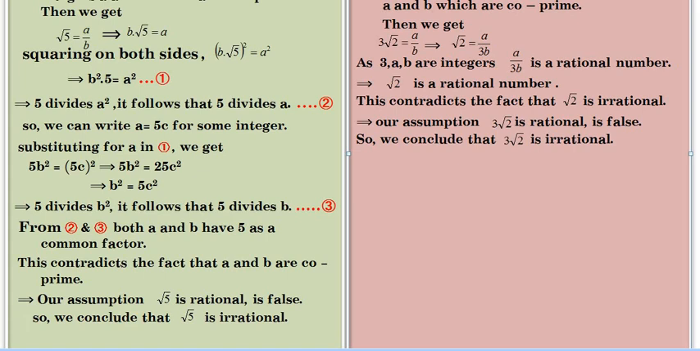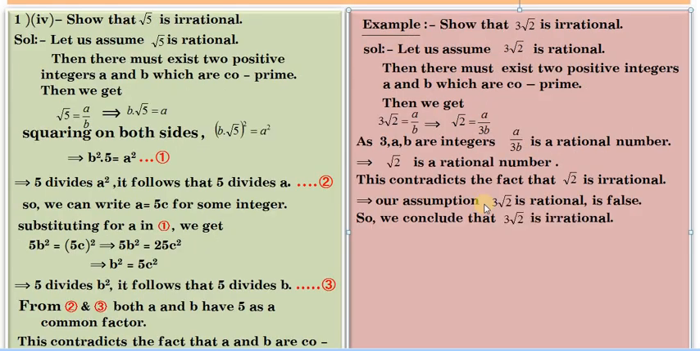Okay. Now let us go to one example. Show that 3 root 2 is irrational. So let us go with the method as usual. Let us assume that 3 into root 2 is rational. Then there exist two positive integers A and B which are co-prime. Then we get 3 into root 2 is equal to A by B.